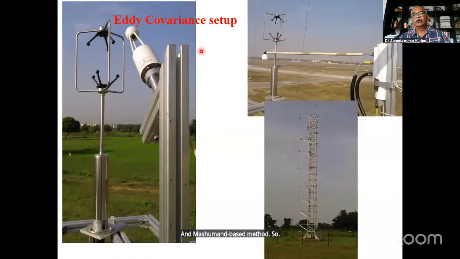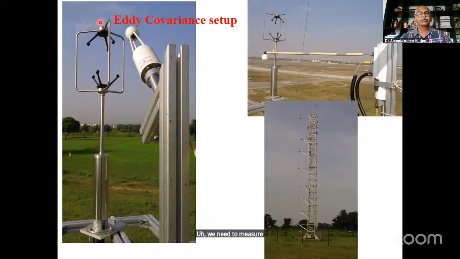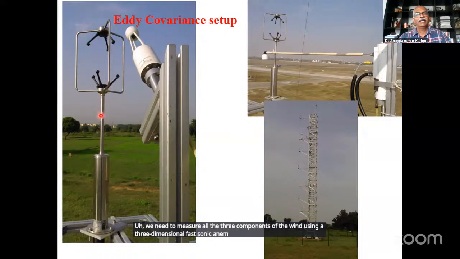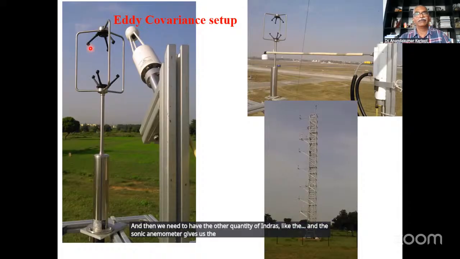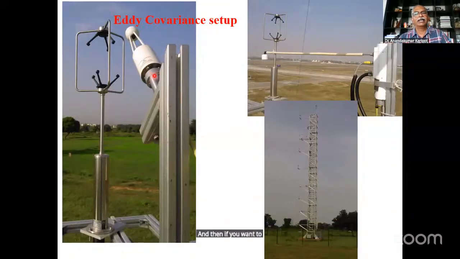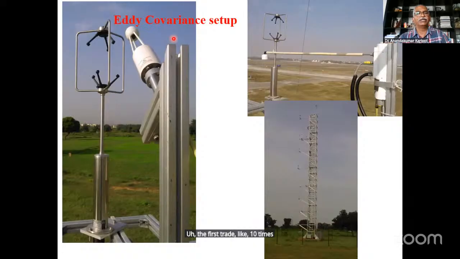So eddy covariance method we can use. A typical measurement setup is shown here. We need to measure all the three components of the wind using a three-dimensional fast sonic anemometer. And then we need to have the other quantity of interest. The sonic anemometer gives us the sonic temperature or virtual temperature, so that gives the temperature fluctuation as well. And then if you want to calculate the latent heat flux, we need to measure the mixing ratio also at a fast rate like 10 times a second or 20 times a second.